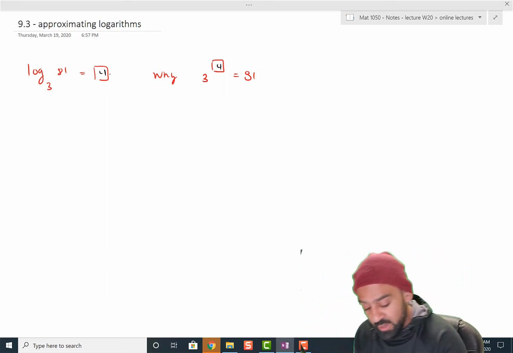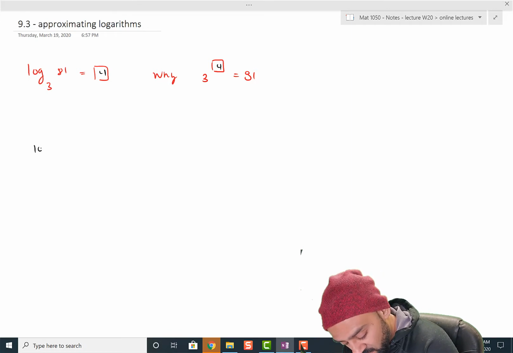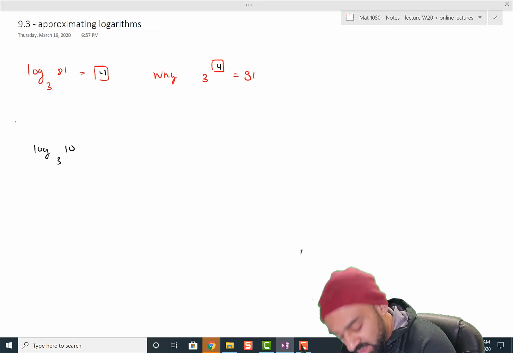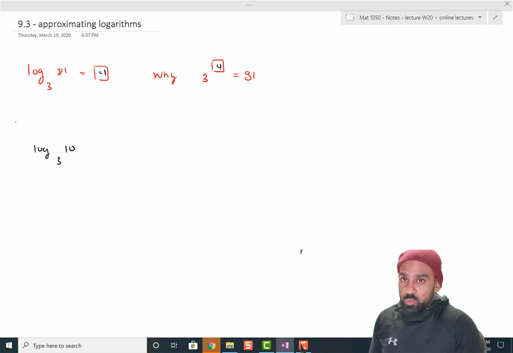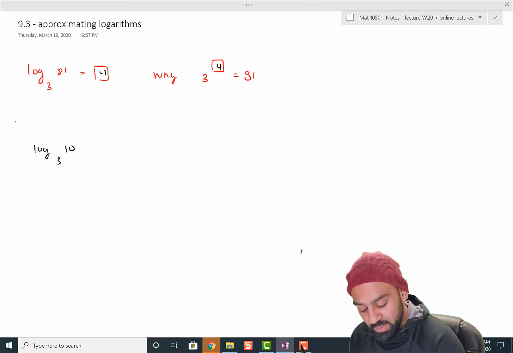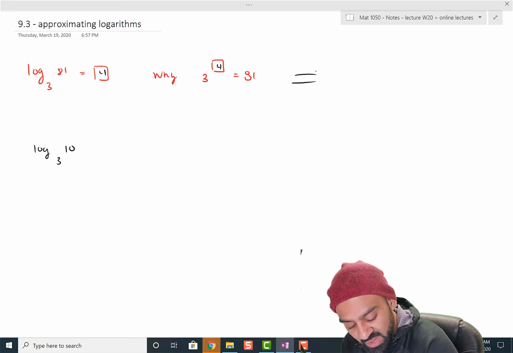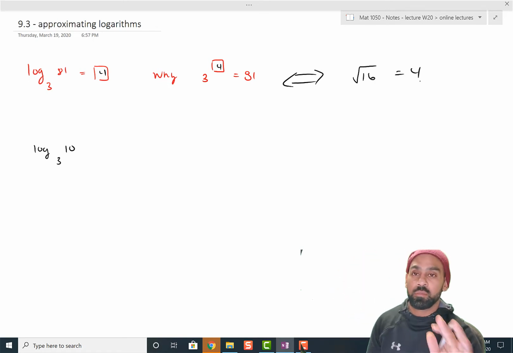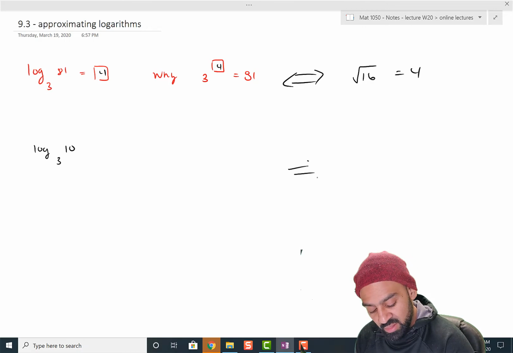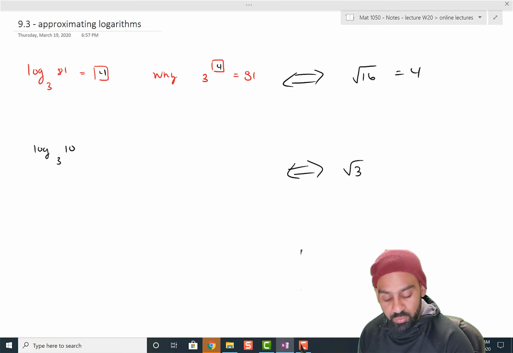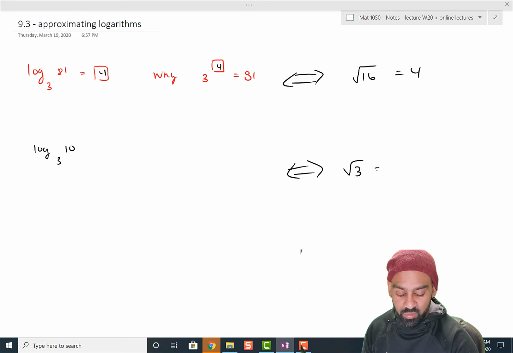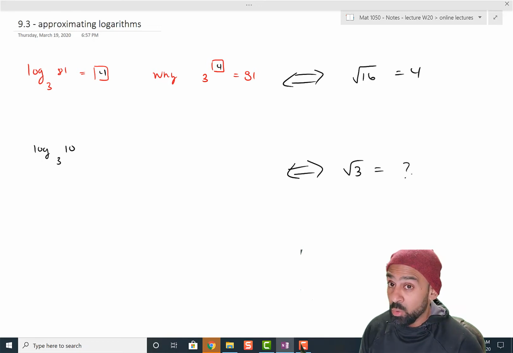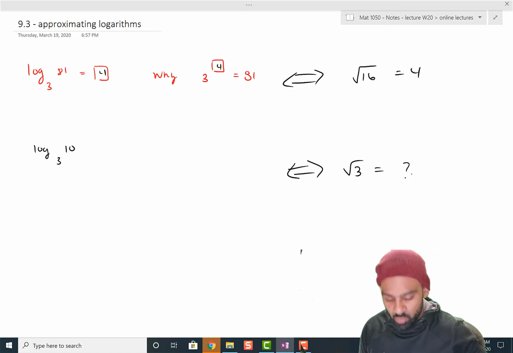So done, right? But what if this was log base 3 of, say, 10? Then what do we do? Well, the way you think about this is this problem was analogous to saying what's the square root of 16. Obviously, that's 4. Well, this one will be analogous to saying the square root of 3, because what is the square root of 3? I don't know. The square root of 3 is the square root of 3. There is no other representation of it. That is how we'd write it.